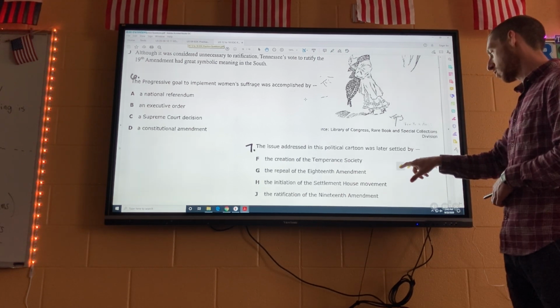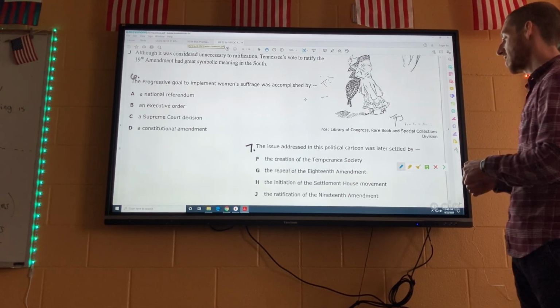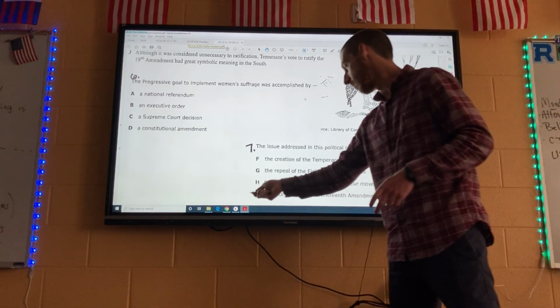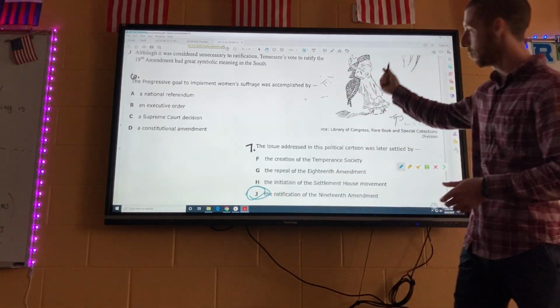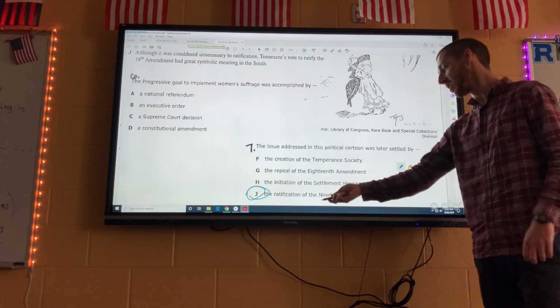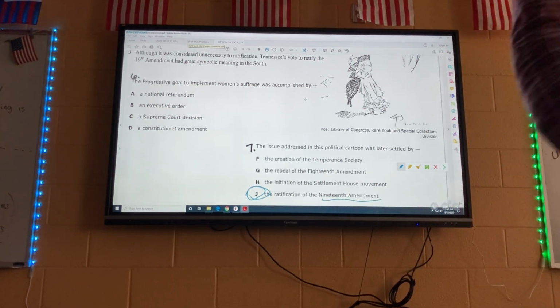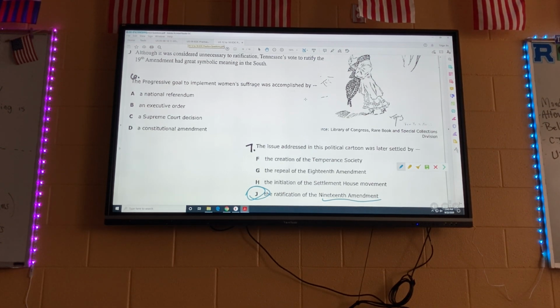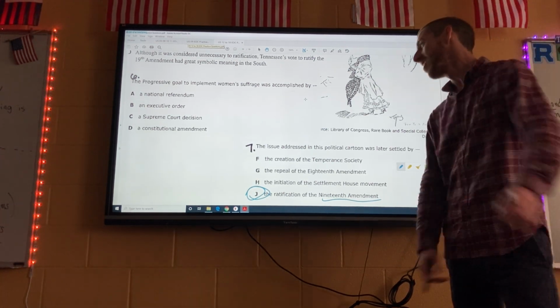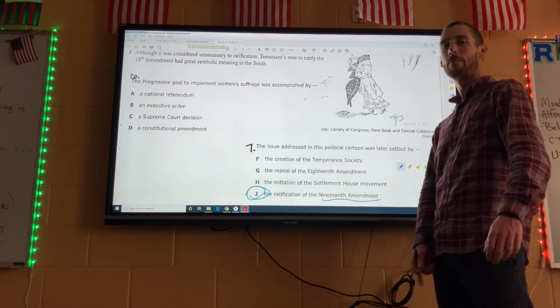So it says, the issue addressed in this political cartoon was later settled by the ratification of the 19th Amendment. And if you read the middle of her hat that said votes for women, you could look right here and you know the answer. Woo! Let's see what time we got to. Did I make it to 45? Oh, 48, very close.